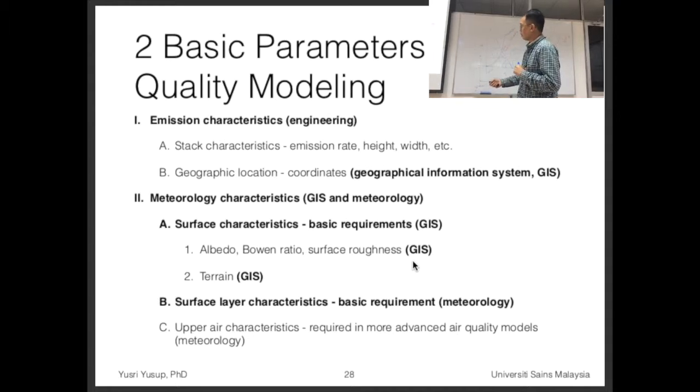But this is for more advanced air quality models. We need to know the temperature profile in this layer, the boundary height of the layer, how high that boundary layer is, how high that surface layer is, and so on. But in the most basic air quality models, we don't need to use the upper air characteristics.